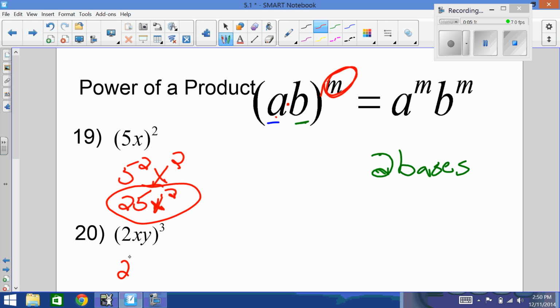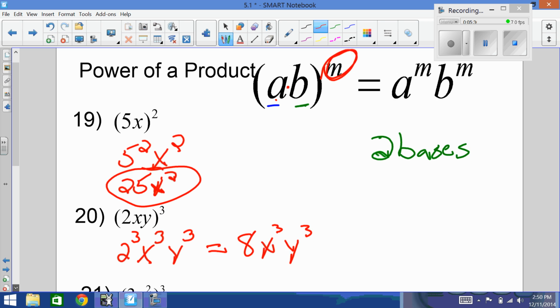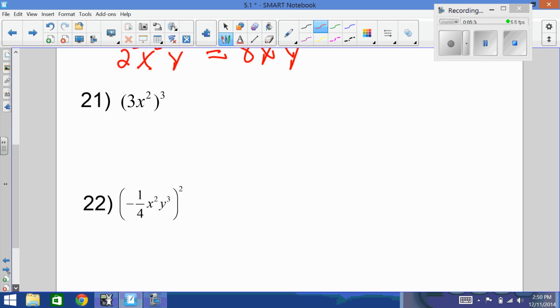All right, number 20. So we take 2 to the 3rd power, x to the 3rd power, y to the 3rd power. Then simplify it. Well, we know 2 cubed is 8, x cubed, y cubed. All right, try the next two, pause, try the next two. When you're done, hit play and compare your results.